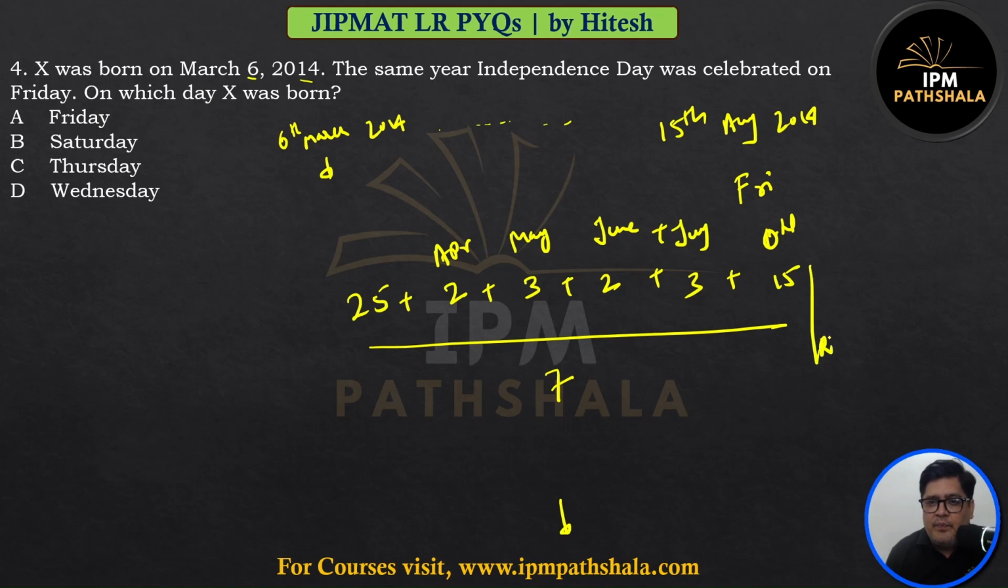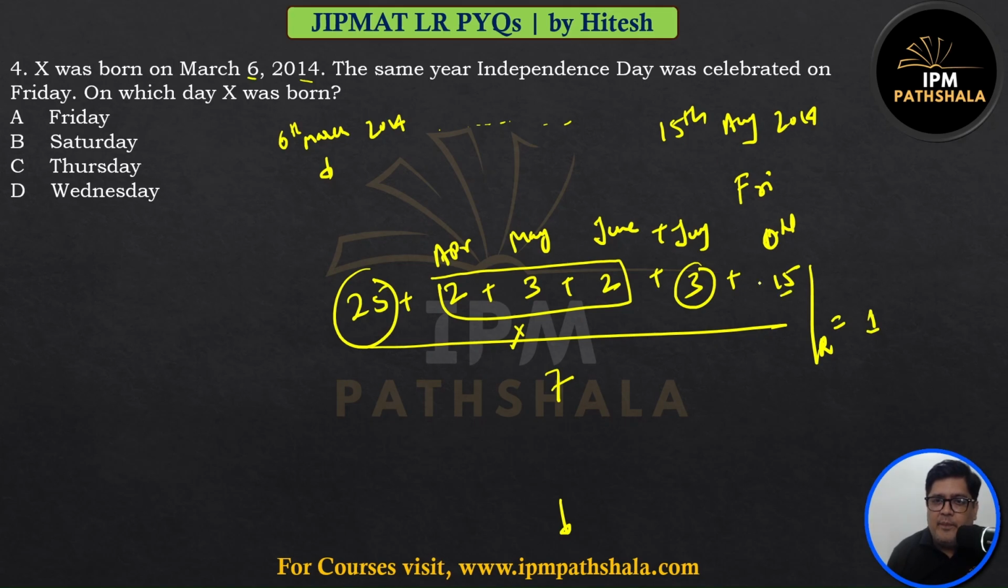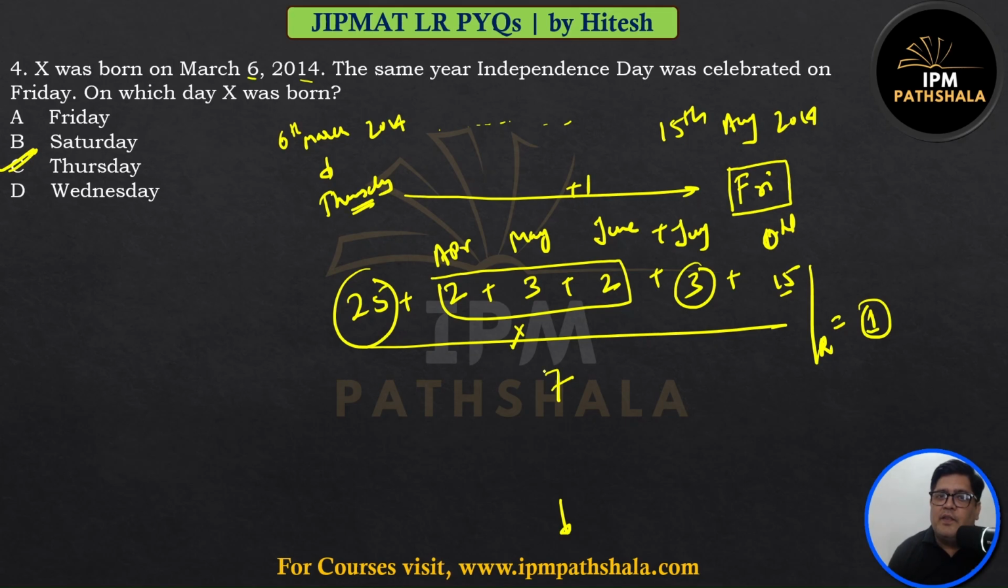Now one way is you add everything and divide by 7. Other logical way is you create multiples of 7. See, this is 7, no remainder. 25 and 3 is 28, no remainder. 15 divided by 7, 1 remainder. So while coming to Friday, we have shifted 1. So we have shifted 1 day. That means this was Thursday. That means that was answer option C.